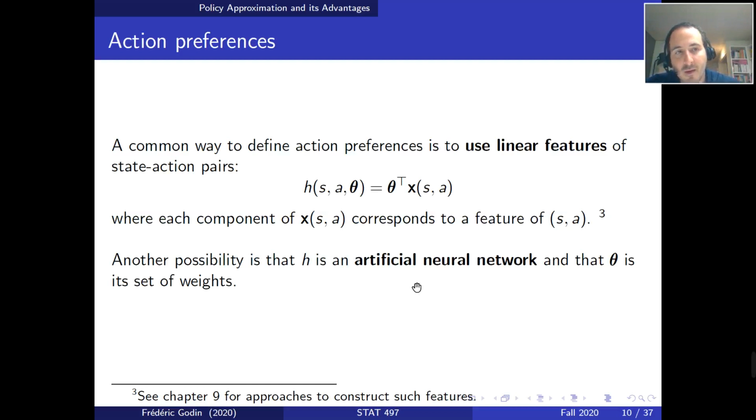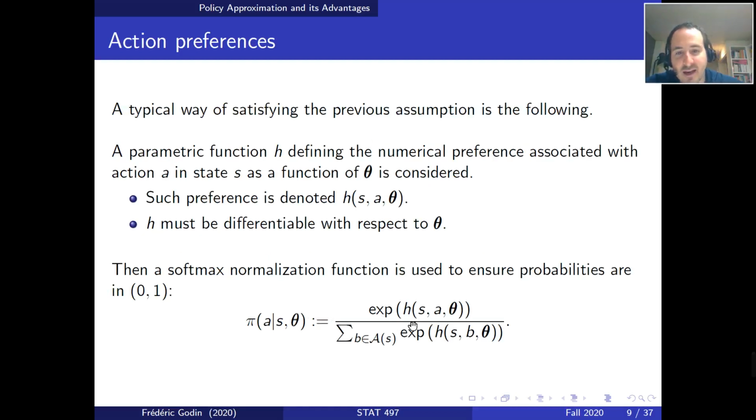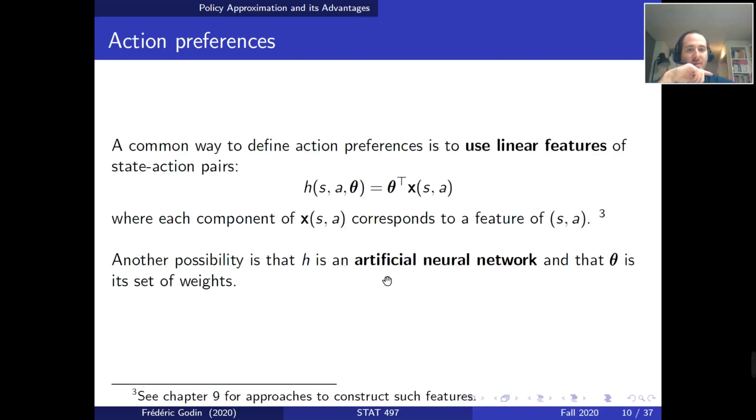Something I forgot to say is that when we use this softmax normalization, not only are the action probabilities bounded between 0 and 1, but when you sum their probabilities across all actions, it's guaranteed to sum to 1. This is very important if you want to have a valid distribution for the probabilities of selecting all actions A in the state S. So as we said, action preferences can typically be linear combinations of features of the various state action pairs, or H can be a neural network.